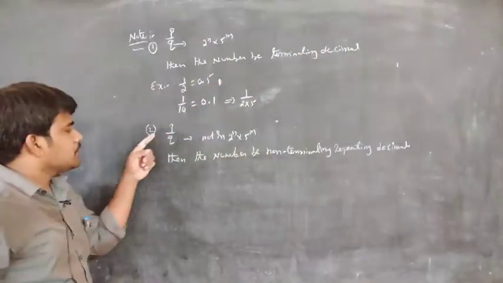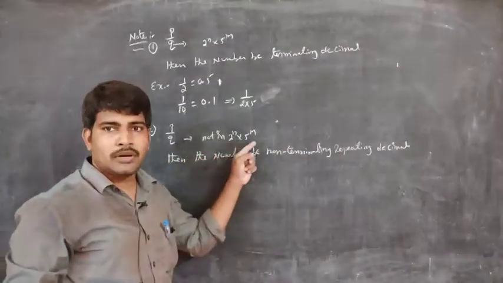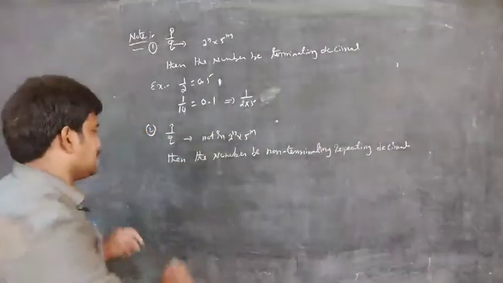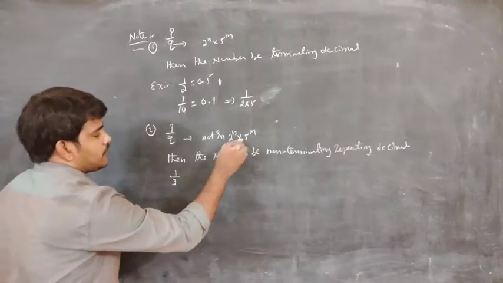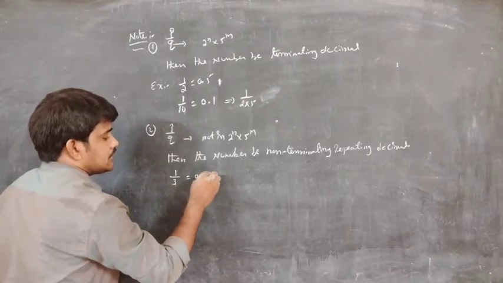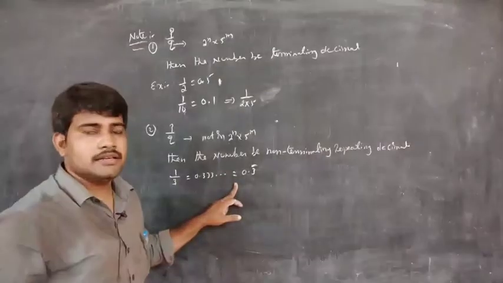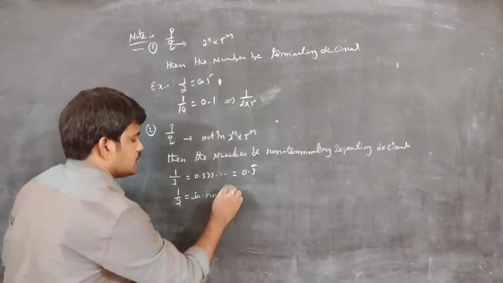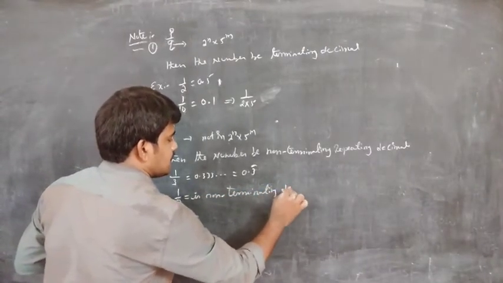Next, second note: p by q is a rational number. If q is not in the form 2 power n into 5 power m, then the number is a non-terminating repeating decimal. For example, 1 by 3. So 3 is not in the form of 2 power n and 5 power m. So this is 0.333 and so on, that means 0.3 bar, a non-terminating repeating decimal. 1 by 7 also is a non-terminating decimal.